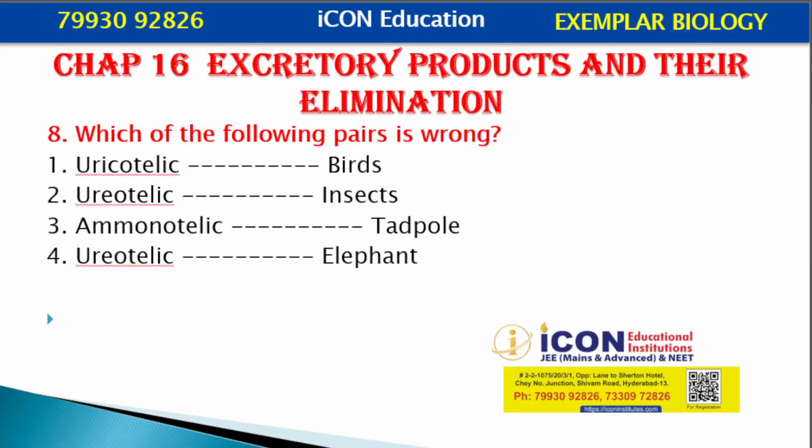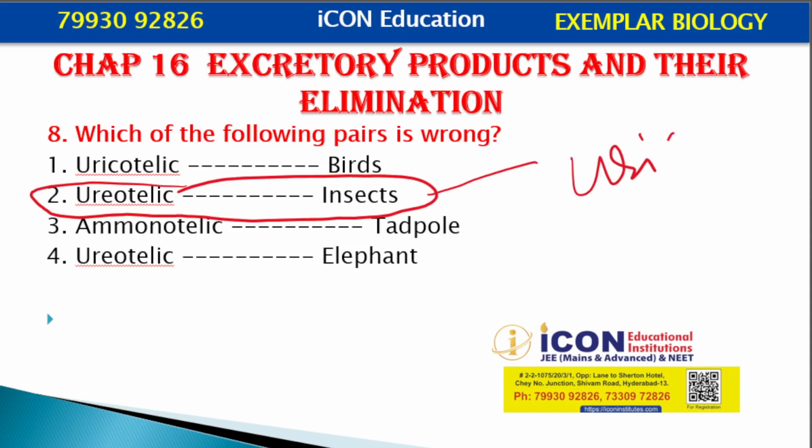Which of the following pairs is wrong? Uricotelic birds, ureotelic insect, ammonotelic tadpole, ureotelic elephant. Insects eliminate uric acid. We call them uricotelic, not ureotelic.